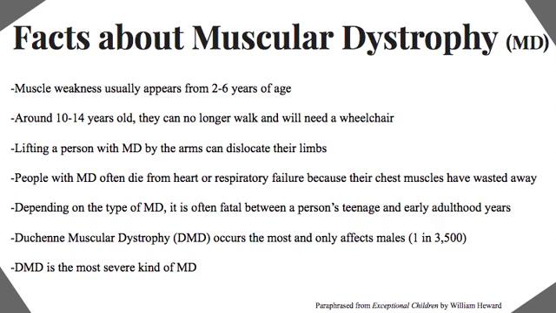Depending on the type of muscular dystrophy, it is often fatal between a person's teenage years and early adulthood. Thirty is about the maximum life expectancy for most types of muscular dystrophy. Some are even earlier than that. Duchenne muscular dystrophy, or DMD, occurs the most and is often only in males, about 1 in 3,500 males. It can affect girls, but it's pretty rare. Duchenne muscular dystrophy is the most severe kind, as well as the most common.